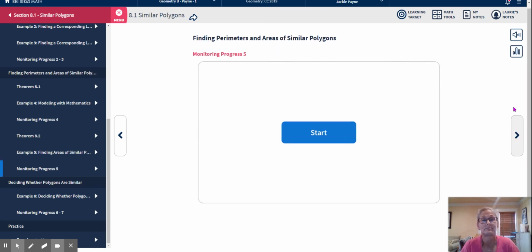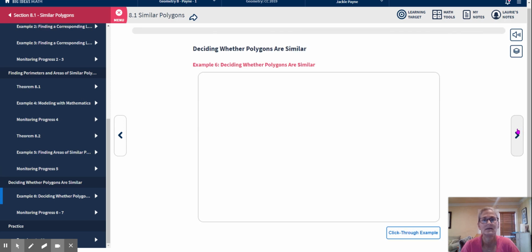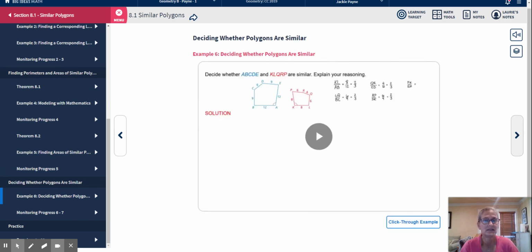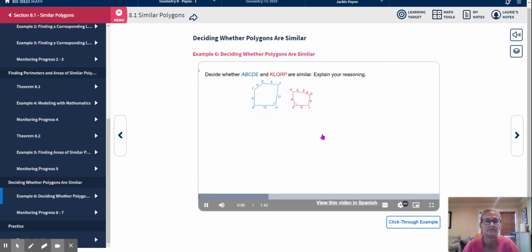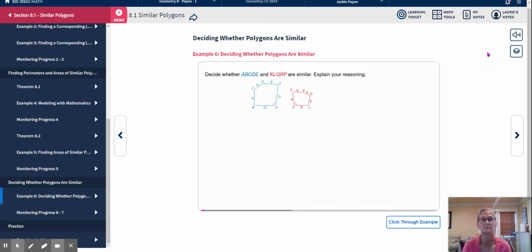Moving on, examples in class. And then last, if I give you a bunch of pictures, you should be able to take those measurements and decide whether they are similar using those theorems. Decide whether ABCDE and KLQRP are similar. Explain your reasoning. Solution. To show the pentagons are similar, you need to show that corresponding side lengths are proportional and corresponding angles are congruent.